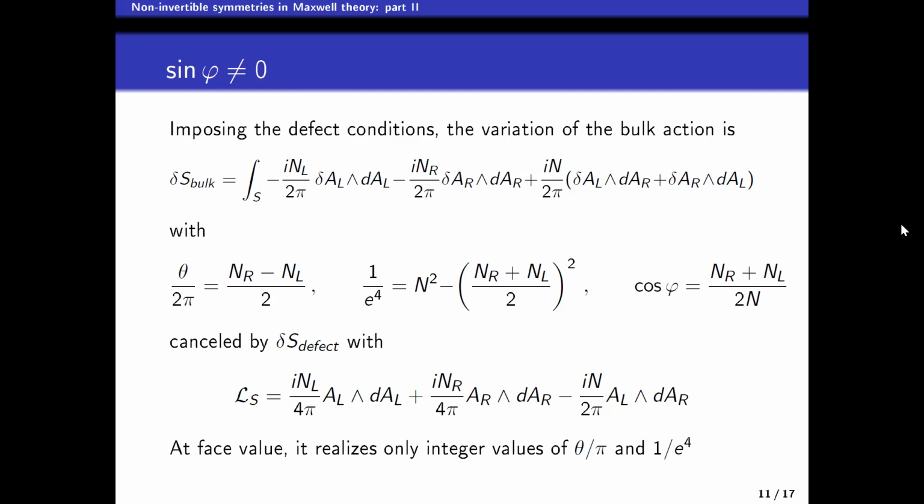And now we can realize more values of this Lagrangian. But at face value, we can only take, because of gauge invariance, integer values for the n left, n right, and n, which in turn means we can only take integer values of 1 over e to the 4th, or maybe 4 over e to the 4th, and theta over pi. So the question is, can we do better?